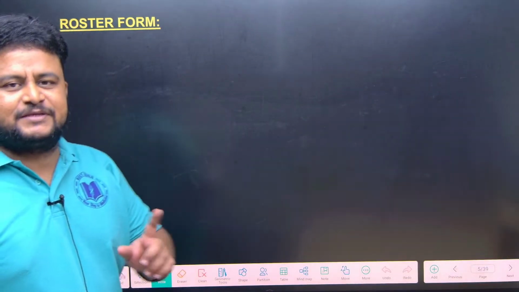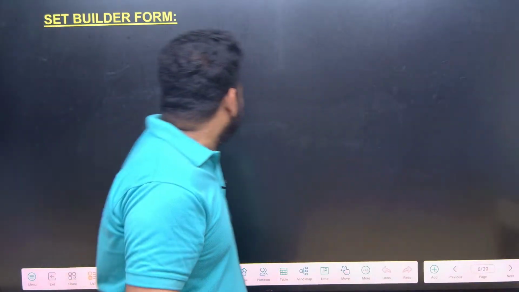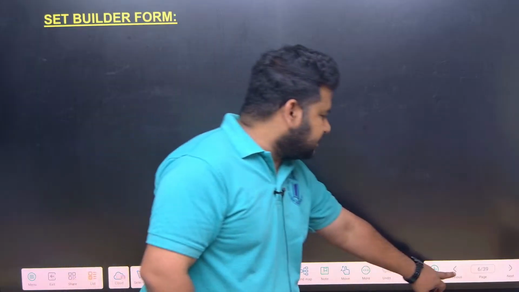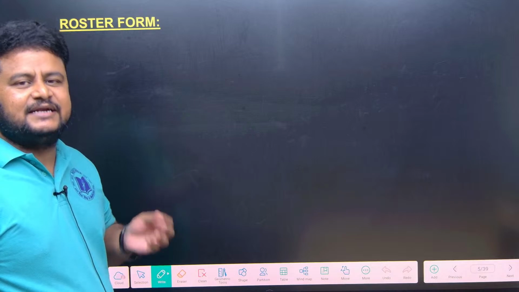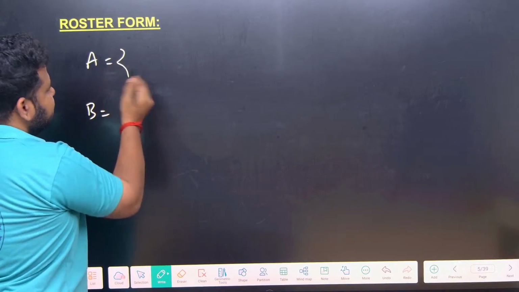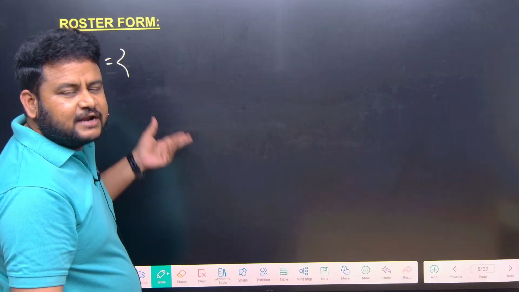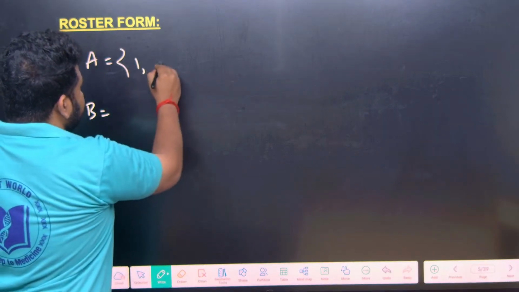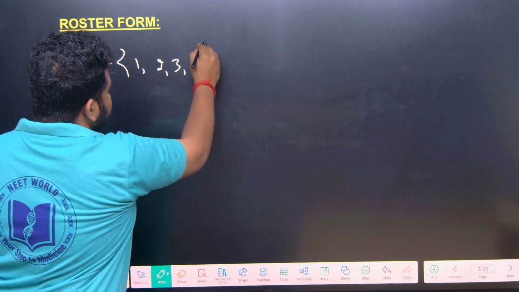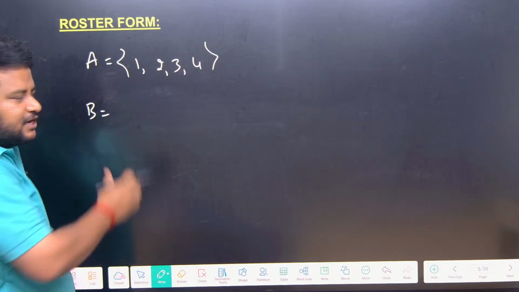Now sets can be represented in two forms. One is roster form, another one is set builder form. So what is this roster form? In roster form, elements are written directly. Suppose I take set A or set B, the elements are directly visible to you. You don't have to decode the elements. If I write it like this, 1, 2, 3, 4, then 1, 2, 3, 4 are the elements of set A.